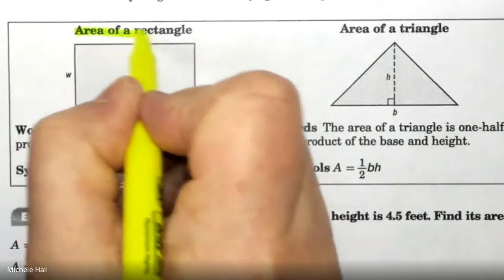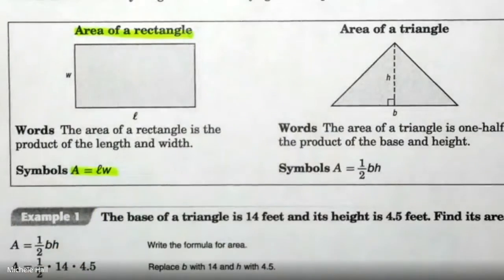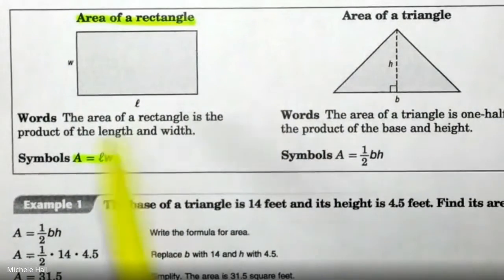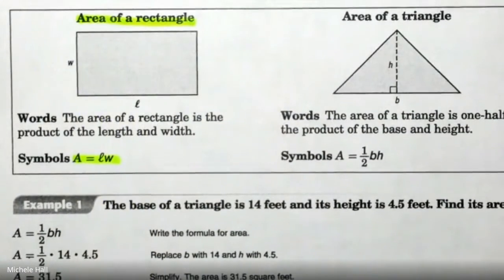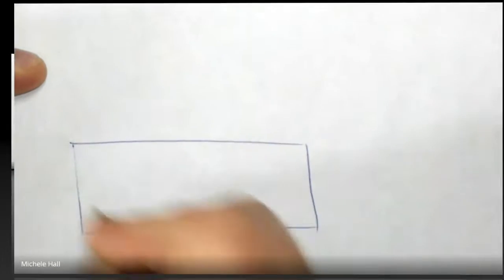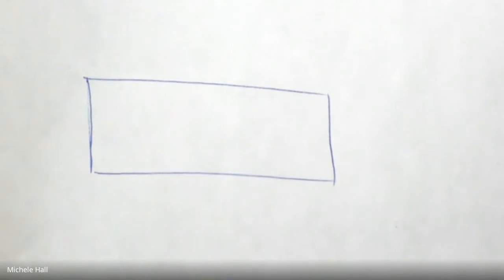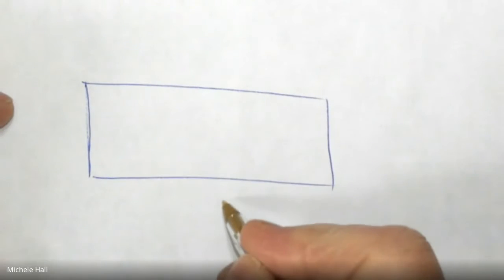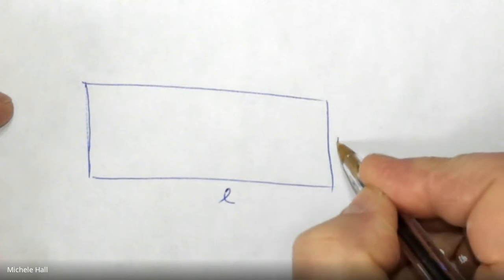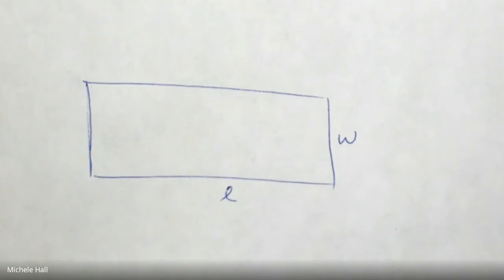Area of a rectangle, area equals length times width. Side times side, length times width. You don't need to write this down. I just want to talk to you first about this. If area of a rectangle is one side times another side, length times width, that's area of a rectangle.